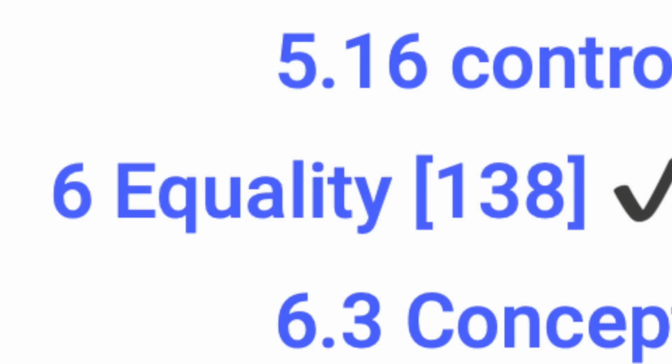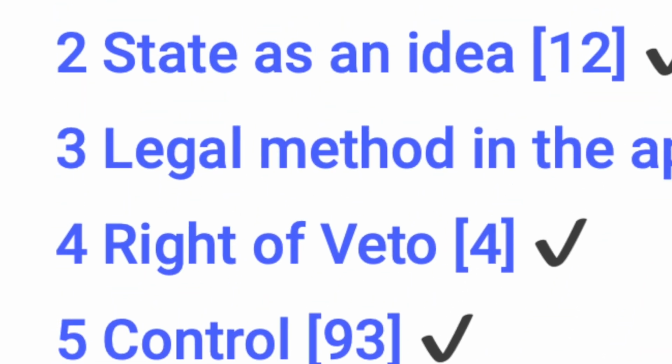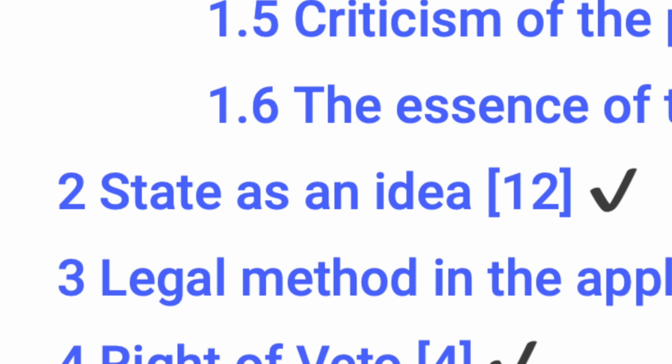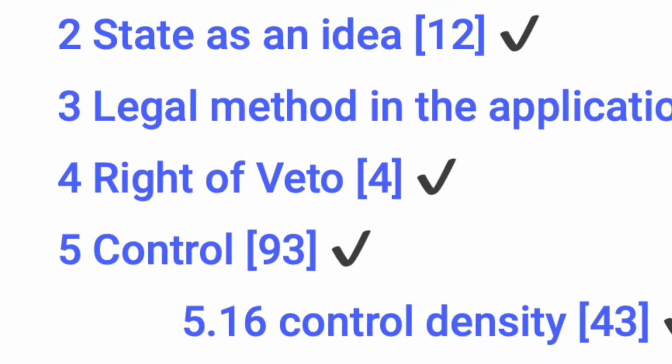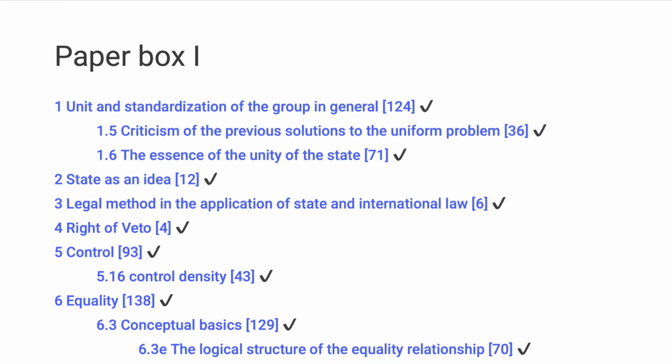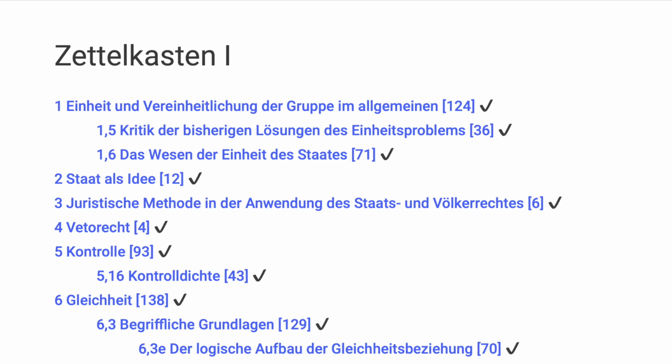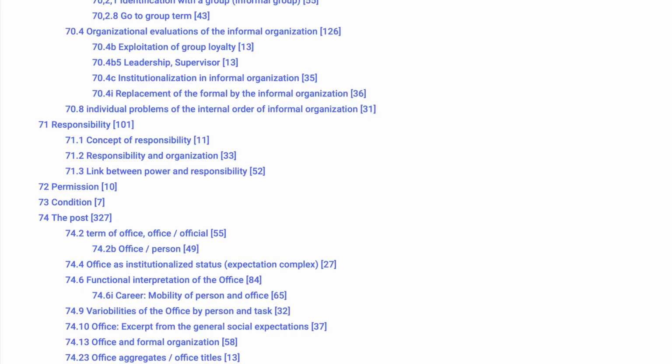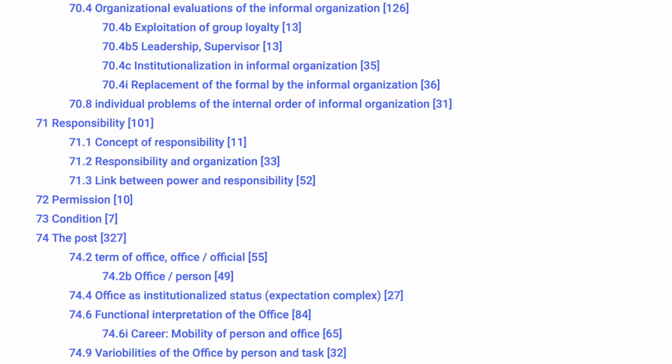It's interesting, isn't it? So if he had a new idea about something that wasn't already processed into a permanent note, then he would create a new top-level note, something like equality, only because it didn't fit underneath the conversations of state as an idea, right of veto, or control. And if he wanted to continue an existing conversation, he'd add it like a child block, extending the alphanumeric sequence accordingly. Look at note 71, responsibility.